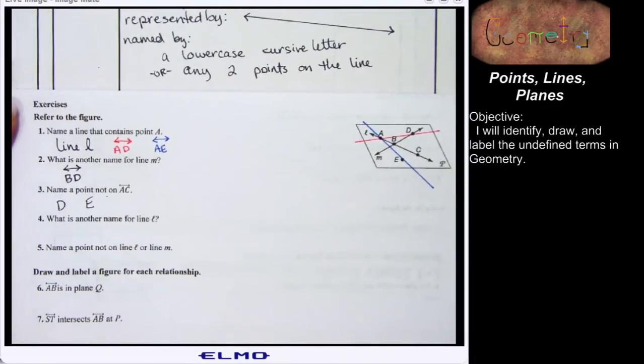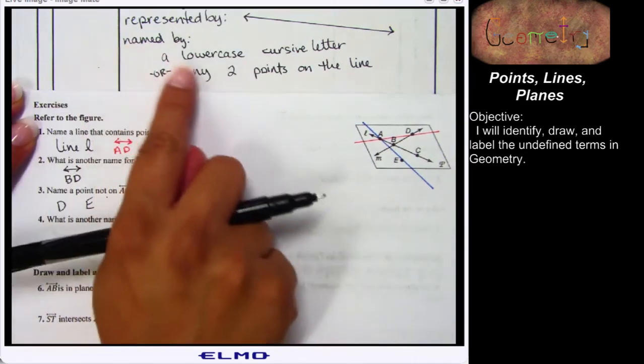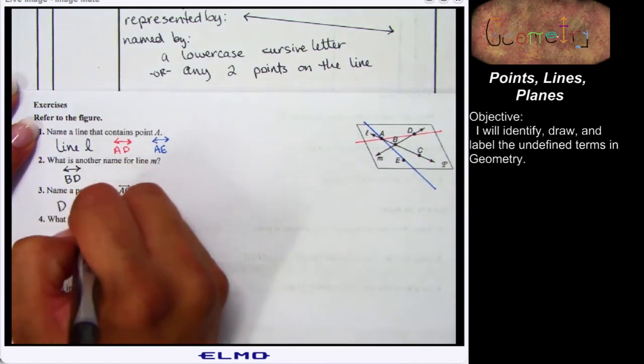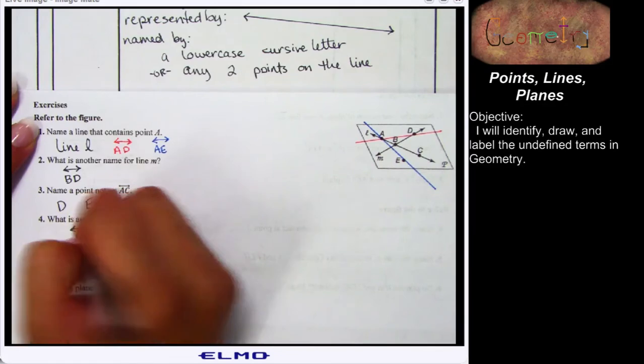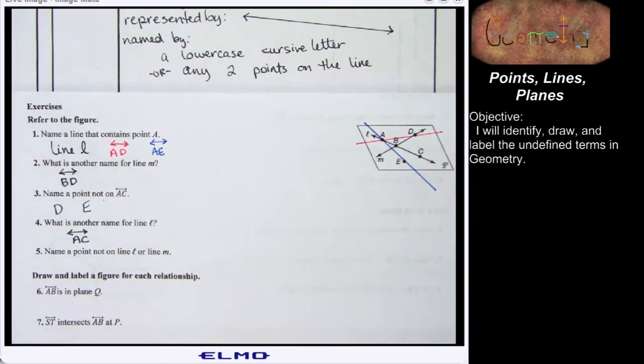Number four. What's another name for line L? A, B, C, he says. How many points do you need to use to name a line? At least two. Just two. It doesn't say at least two, it says two. So refine your answer and use just two of those points. Line AB. She's saying line AB. Is that what you were thinking? All right. Was anyone thinking line AC instead? Yes. Yeah, I was too, which is why I wrote it apparently. That's also an acceptable answer.